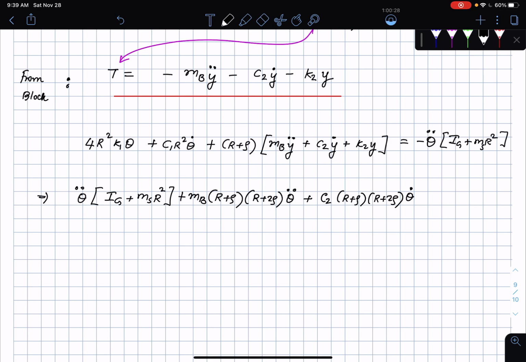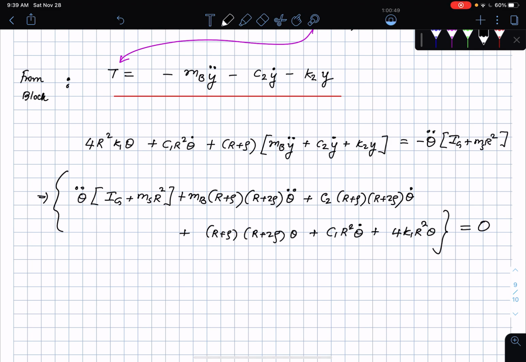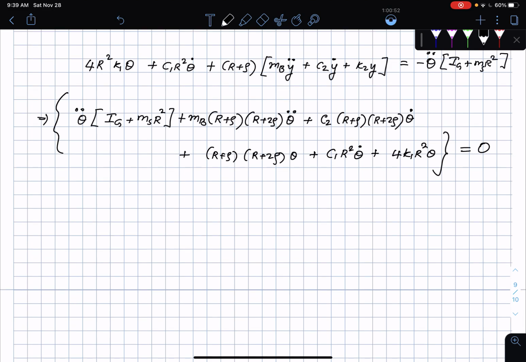Okay, and I'm going to put a big bracket here. Then I'm going to have k2, which is going to be plus r plus rho, r plus 2 rho times theta, and then I'm going to have c1 r² theta dot, and then 4 k1 r² theta. All of that put together is equal to 0. Now combine the terms. Ig plus m r², mass of the spool, that's one term that I have, and then this is going to be r plus rho, r plus 2 rho theta double dot.